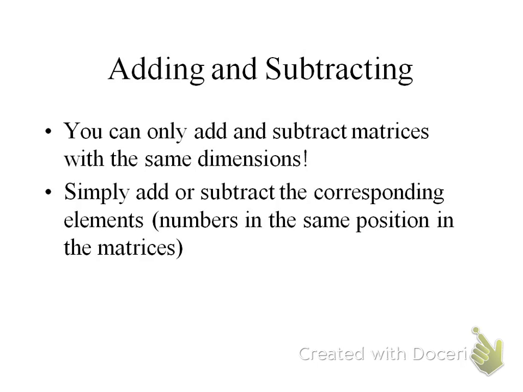We're going to go with adding and subtracting first, and you can only add and subtract matrices with the same dimension. So the dimensions we just saw were 3 by 2, and we would only be able to add something that has a 3 by 2, 3 rows by 2 columns. And we're going to just add each element to its corresponding element in the other matrix. Numbers in the same position of the matrices are what we're going to add together or subtract.